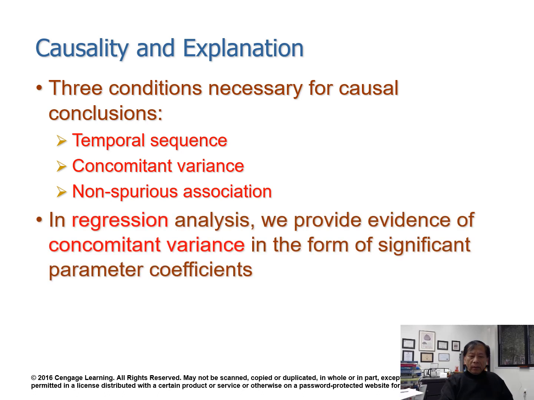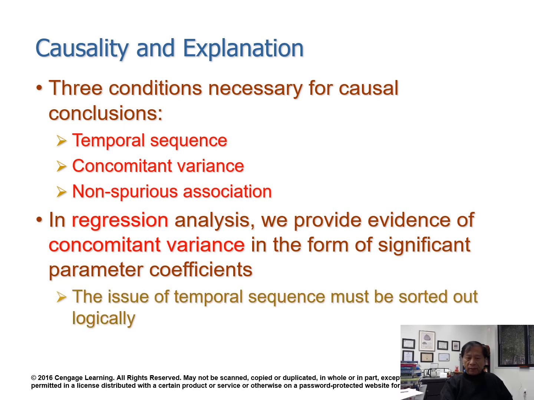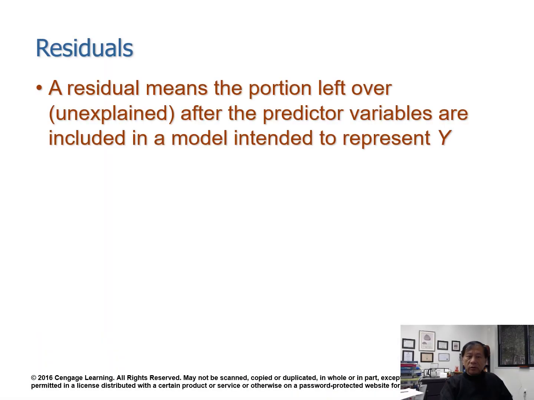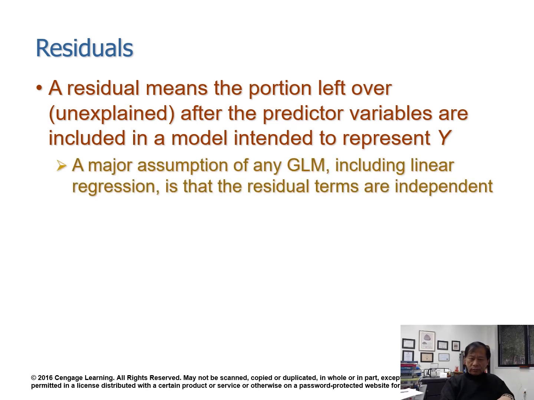In regression analysis, we provide evidence of concomitant variance in the form of a significant parameter coefficient. The coefficient of the parameter, the slope, gives you that evidence. And then residues. Residue means the portion left over or unexplained after the predictor variables are included in the model intended to predict y. You have y, the dependent variable, a bunch of x, the predictor variables, and then the portion that's unexplained. That's your residue.